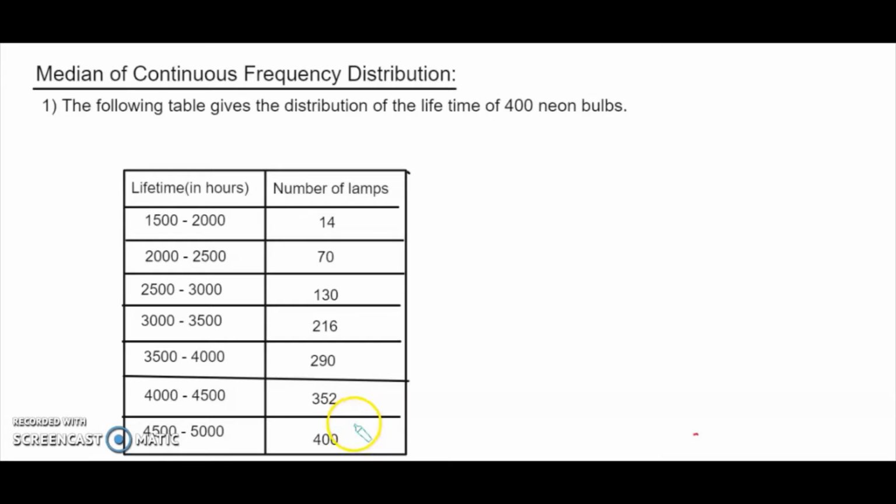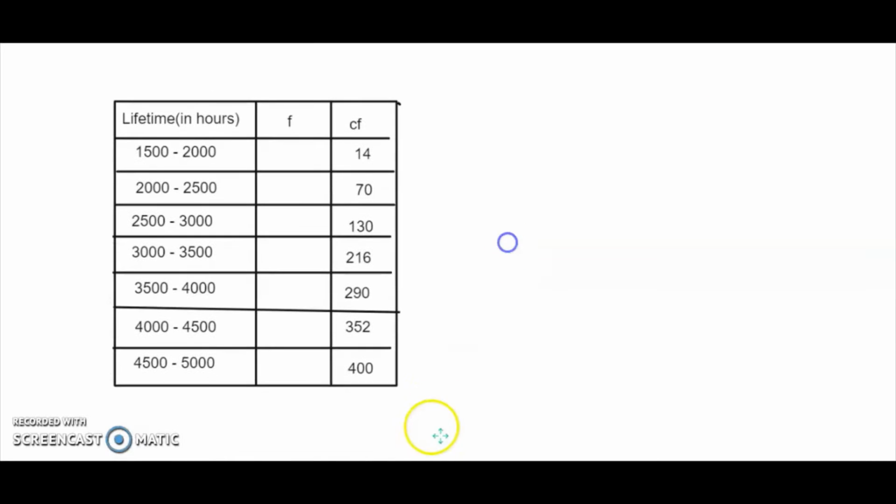Now, normally when frequency is given, we keep adding the frequency to get the CF. Now it's just the opposite. Here the CF is given. The first entry for the frequency and the cumulative frequency are always the same, so it's 14. Then you have to subtract these two. So 70 minus 14 will give me 56.